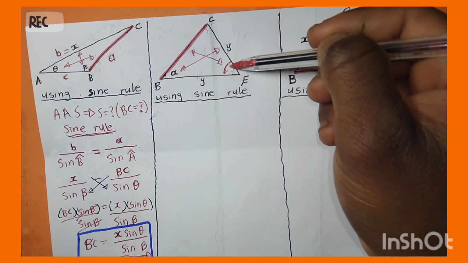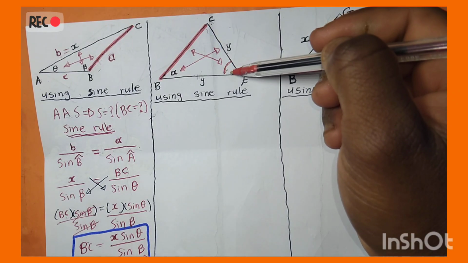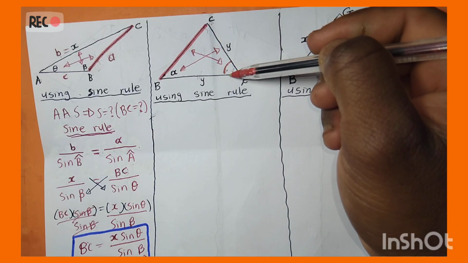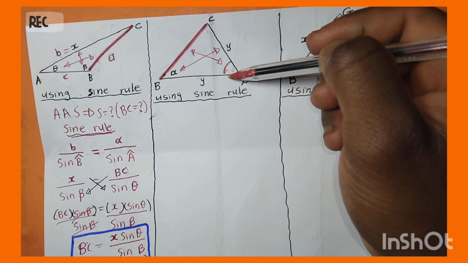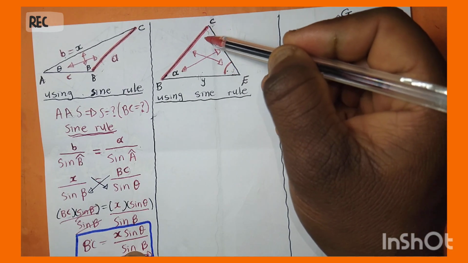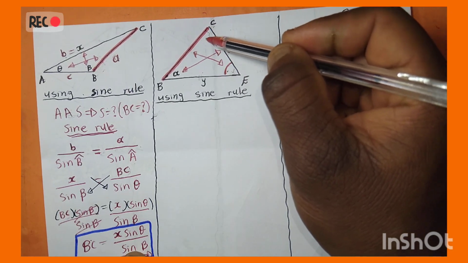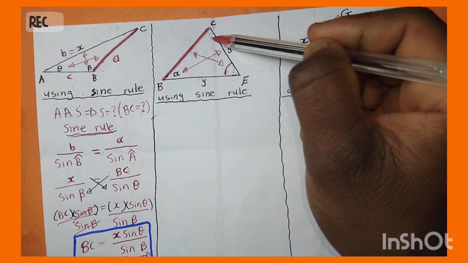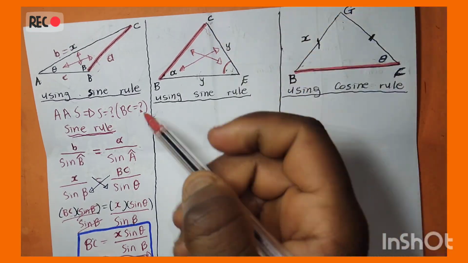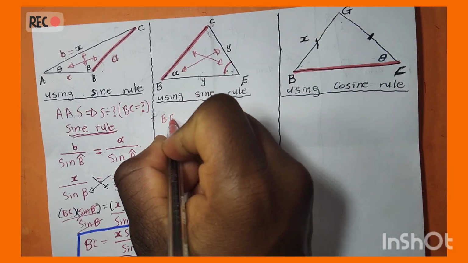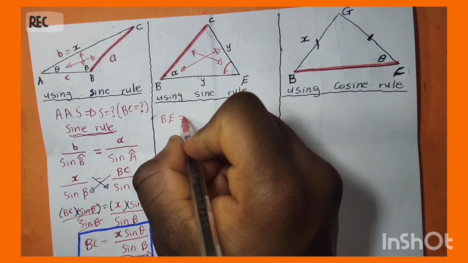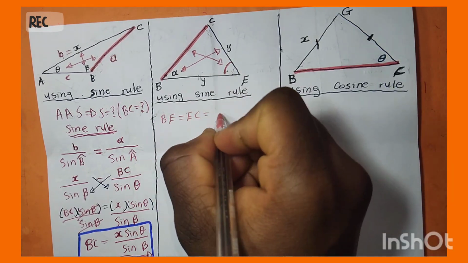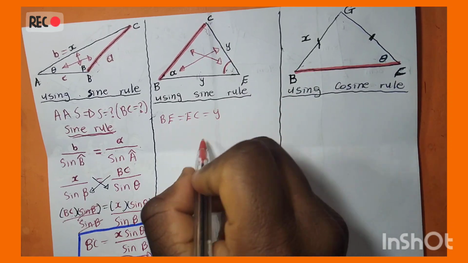Those are the information that I have, but now I don't know this angle. If, guys, I don't know that angle, what will I do to get that angle? Remember, I will use the sum of angles in a triangle. But now the problem is I also don't know this one. So for me to know this one, I should be smart. Do you notice that BE is equal to what? EC. Both of them are equal to y.